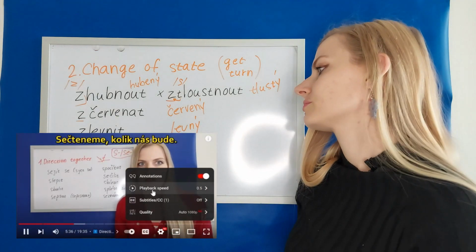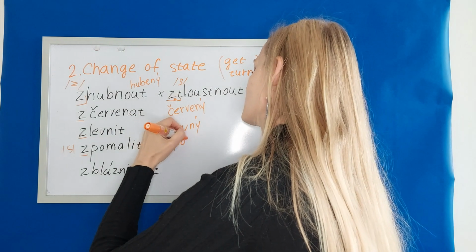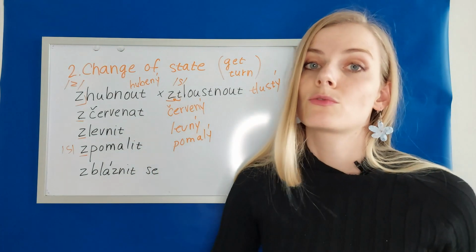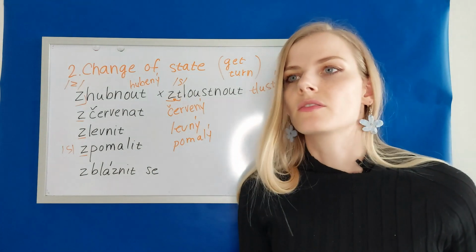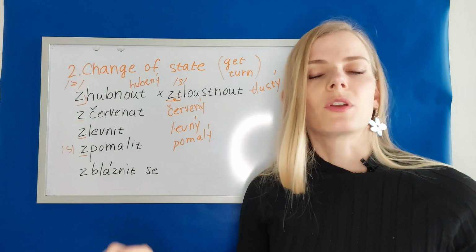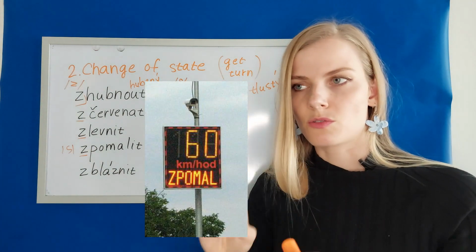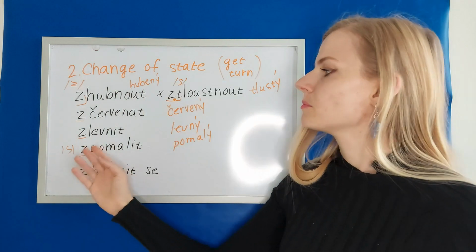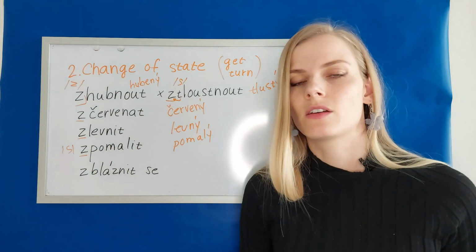And the adjective is pomalý, slow. Zpomalit, to slow down. Also when you drive. If you're driving too fast, somebody will tell you zpomal. Or even actually the speedboard will tell you zpomal if you go over 50 in a village, for example. Zpomal. But remember, it's pronounced with s.